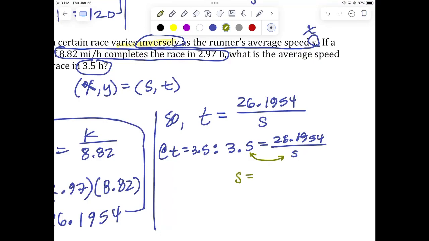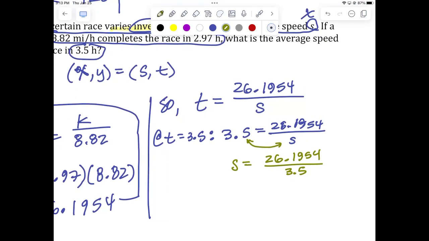So I get S equals 26.1954 all over 3.5. It's like multiplying both sides by S and then dividing both sides by 3.5, which you can still do it that way. But the double switcheroonie works great. Now, this is just a plug and chug problem, right? So I get 26.1954 divided by 3.5, big bucks, no whammies.